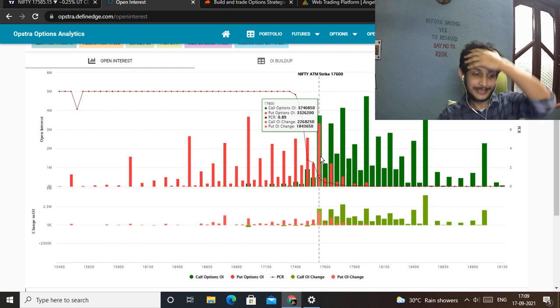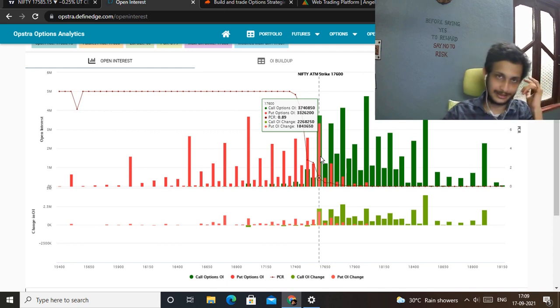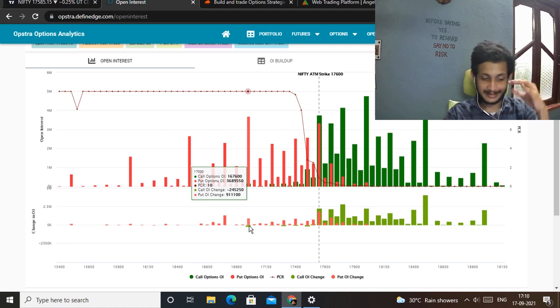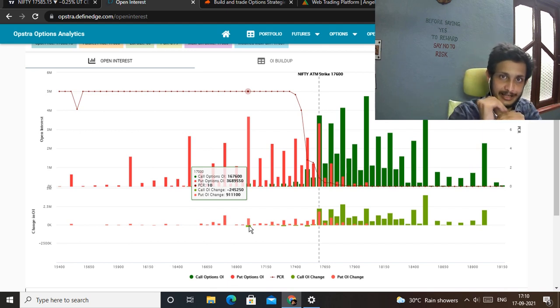But actually the safe point, the very logical point, we can see from the traditional open interest chart. This is the point with the highest put writing, and the highest call unwinding has happened at this point. I mean, 17,000 is the point where the call option sellers are in fear that this 17,000 call option is going to be very, very expensive.